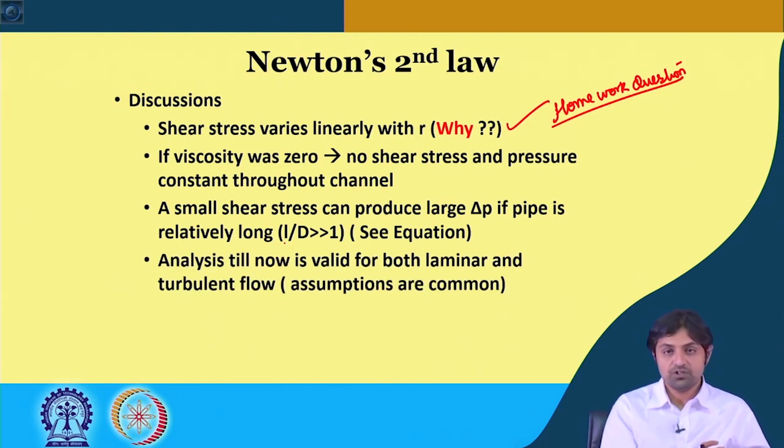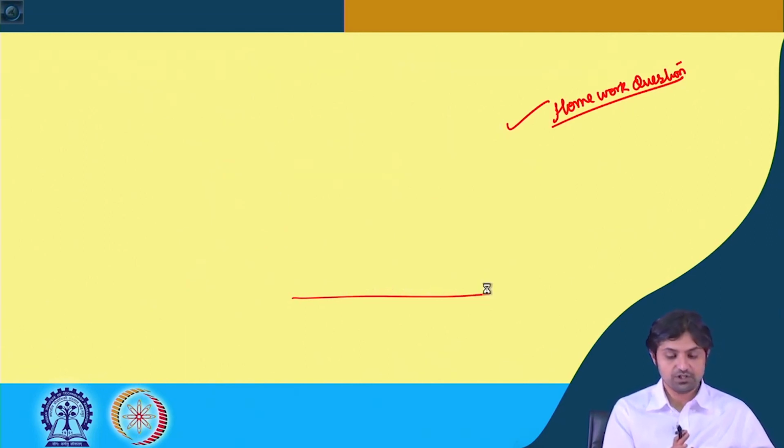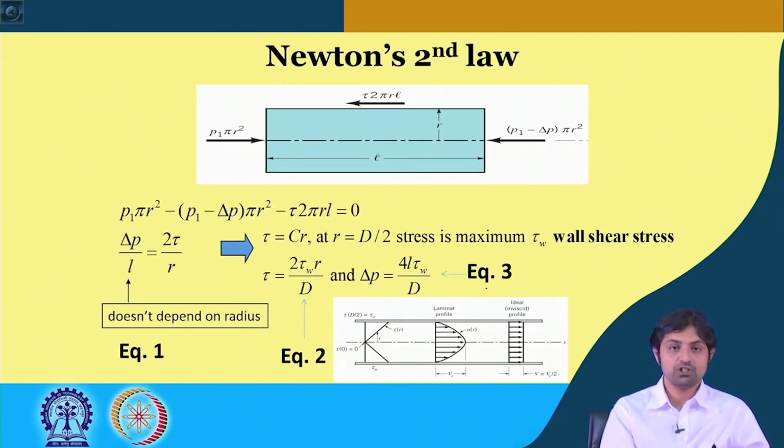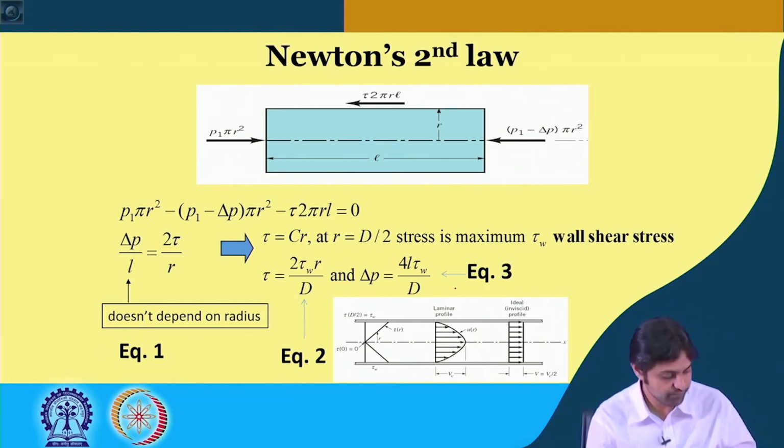So, the analysis we have done until now is valid for both laminar and turbulent flow. At no point in time have we assumed that the flow is laminar. Okay. So, the assumptions for both laminar and turbulent flow are the same. So, all the equations, equation number 1, equation number 2 and equation number 3 are valid for both laminar and turbulent flow.